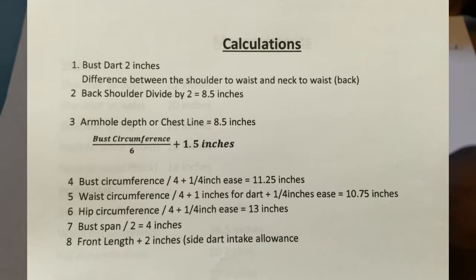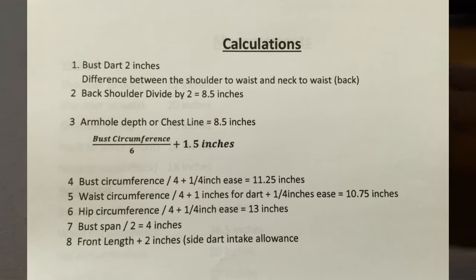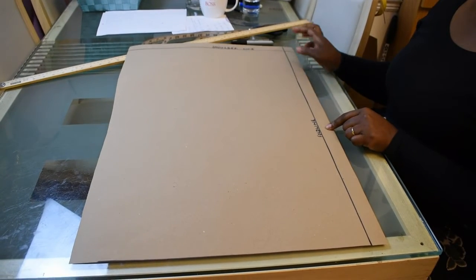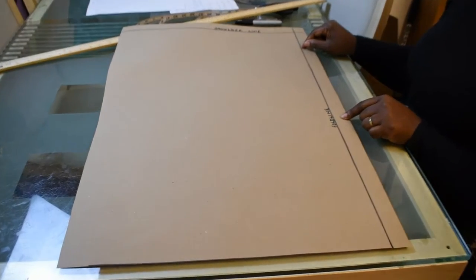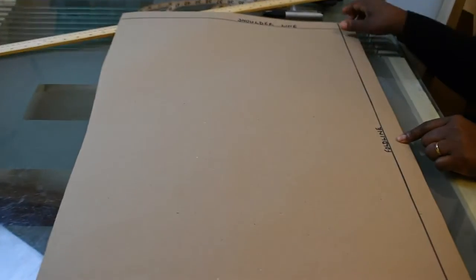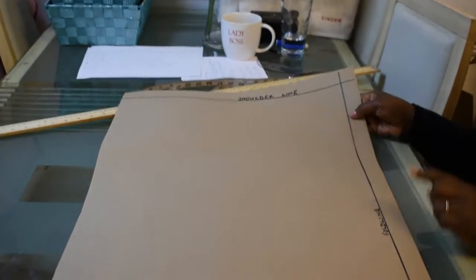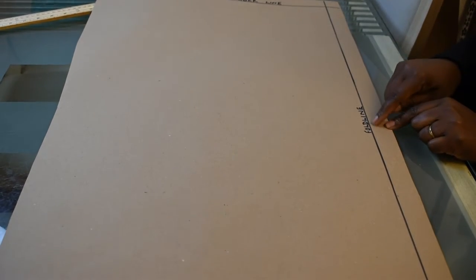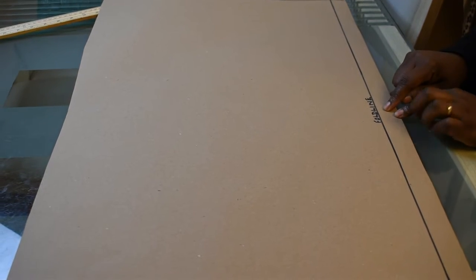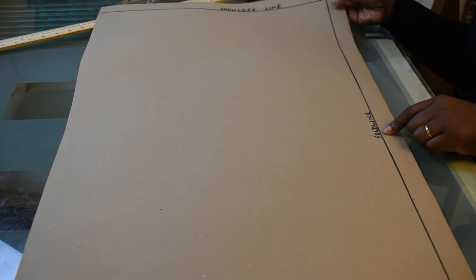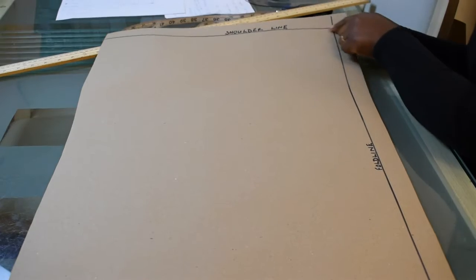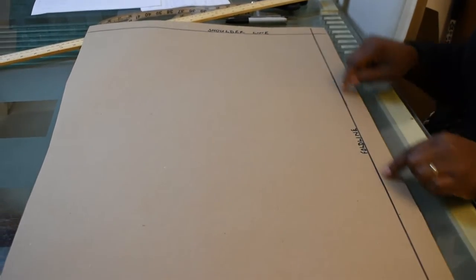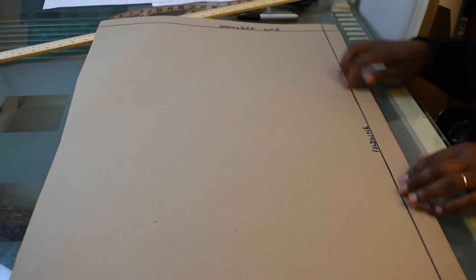That is all about calculations and measurements. Now we're going to start drafting just the front of our basic bodice pattern, and I've got a single layer of pattern paper here and 2 lines on it. This is the forward line for my front pattern, and this is the shoulder line. Okay, I've just drawn these 2 lines to make sure I'm drawing on straight lines.